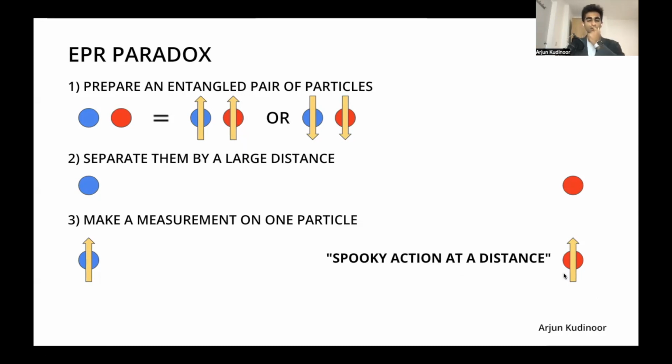Now, here's the catch. We've separated it by a large distance. We made this measurement, found that the blue particle is in the up state, and then immediately knew that the red particle must also be in the up state. Now, if we were to say that measuring this particle to be in the up state caused the red one to be in the up state as well, then you have what Einstein called spooky action at a distance. It's a signal that travels faster than light, causing the state of the red particle to collapse onto an up state. But this would violate special relativity. That can't happen.